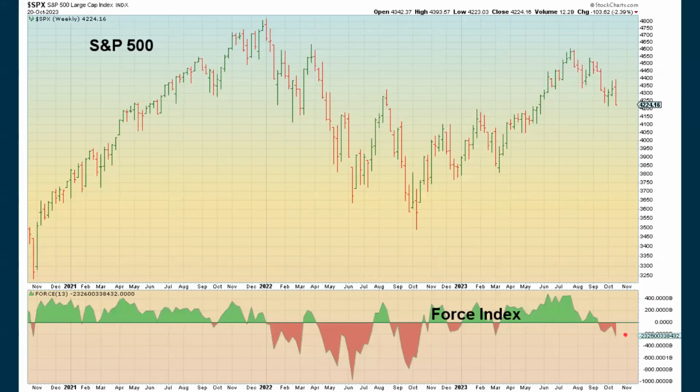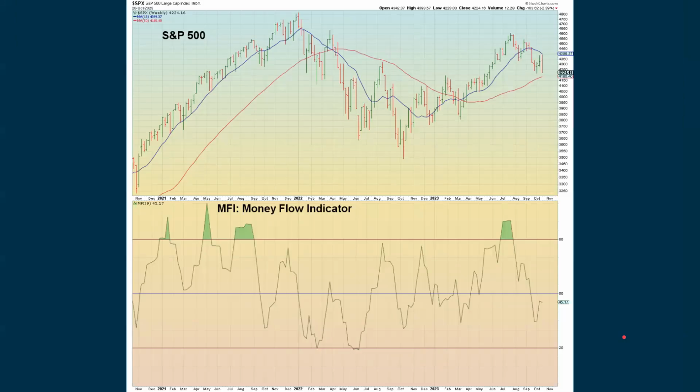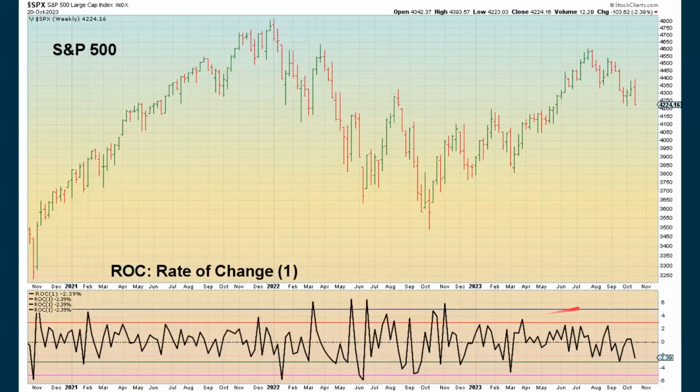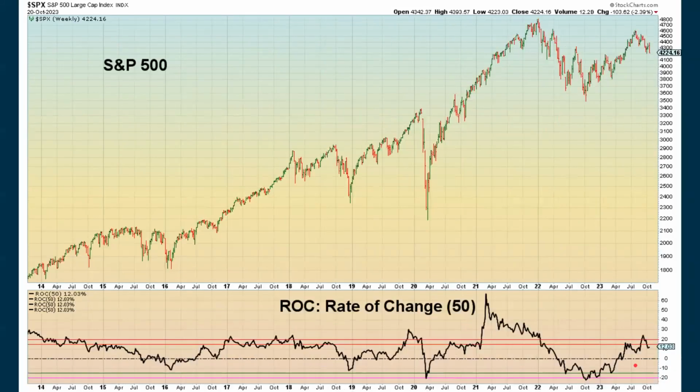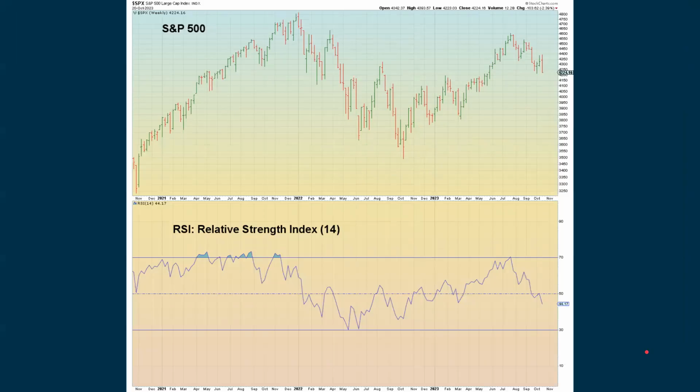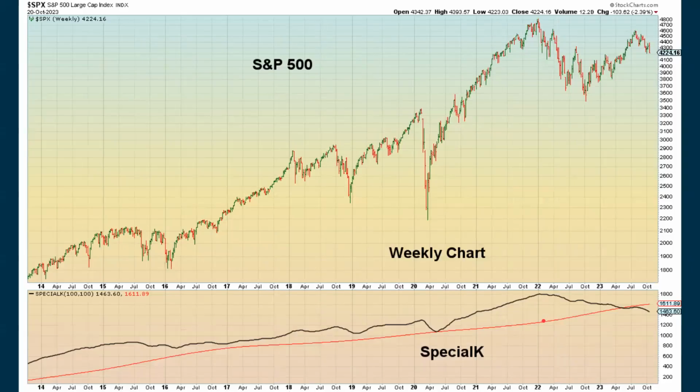The force index is below zero and declining. That's negative. We're still below 50 with the money flow, even though it was showing some improvement. It ticked down this past week. The rate of change, we had a down week, so that shows that we're going down here. When we go back 50 weeks, well, we're still ticking up just a little bit. This looks at this week and then goes back 50 weeks ago, and it's still registering a little bit of a gain. The RSI is dropping below 50 and declining. That's negative. And we're getting more negative on the weekly chart.